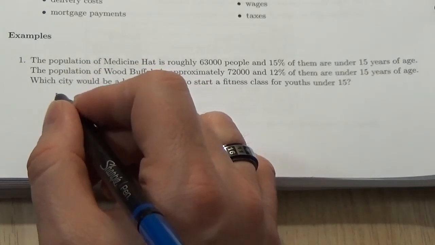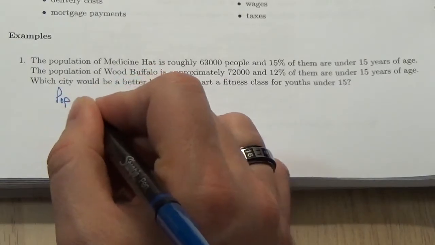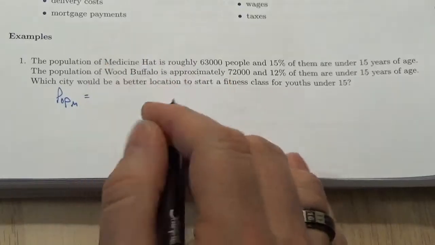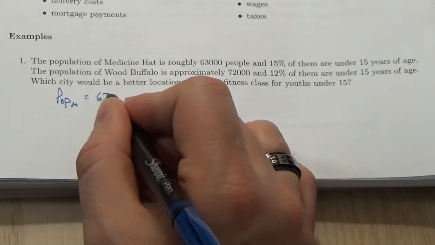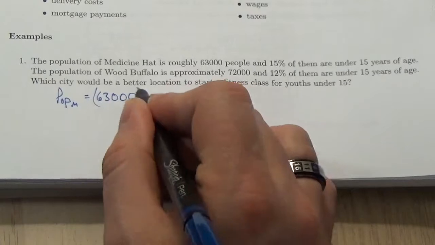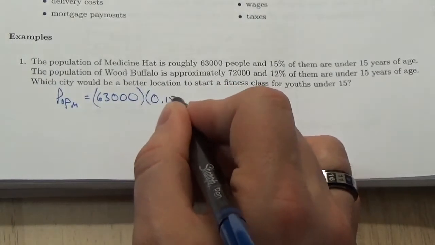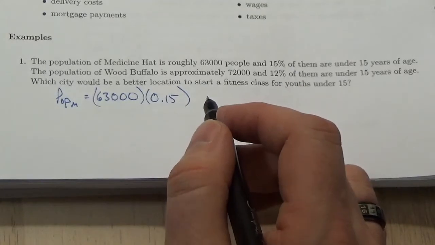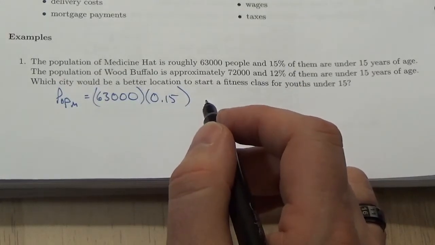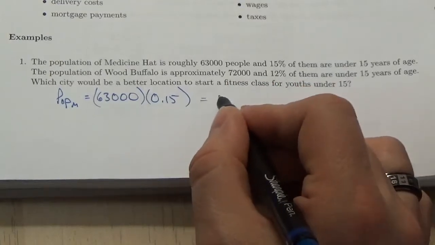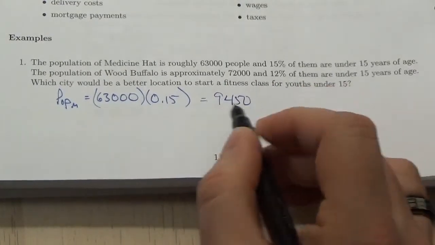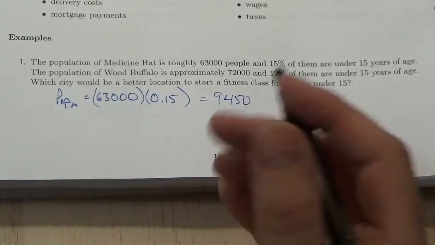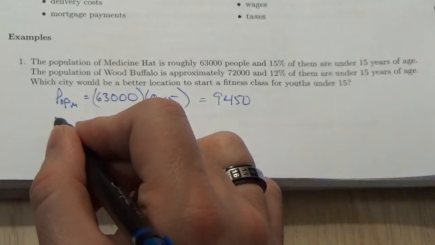So let's take a look at population, and we'll make this Medicine Hat. And the population that we're looking for here is going to be, first of all, 63,000 is the total. And what we're going to do is multiply that by 0.15. We're going to convert that 15% into a decimal, and then multiply 63,000 by 0.15, and we get 9,450. So in Medicine Hat, there are 9,450 youths under 15 years of age.